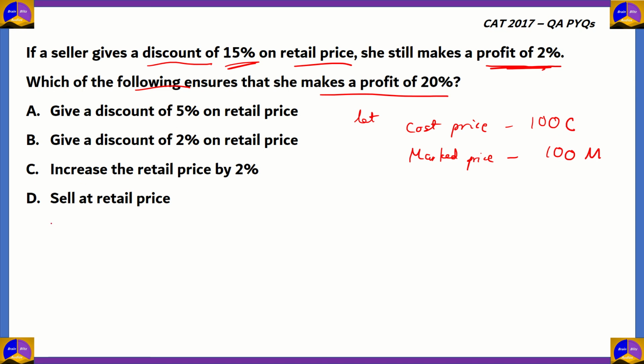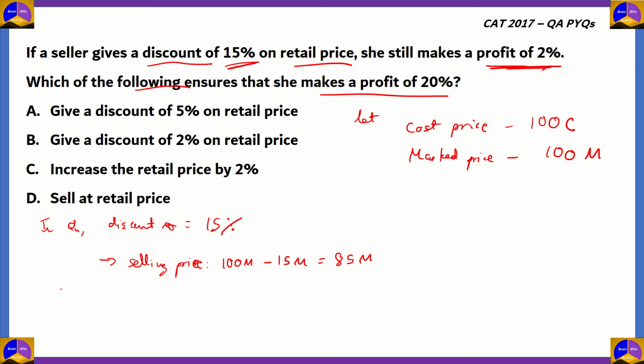Now, in the question, the discount is 15%. Okay? Now, since the discount is 15%, the final selling price that the seller sells it for, she will now sell it for 100M, and since it's giving a discount of 15%, she will reduce 15M from it. So the final amount that she sells it for is 85M.